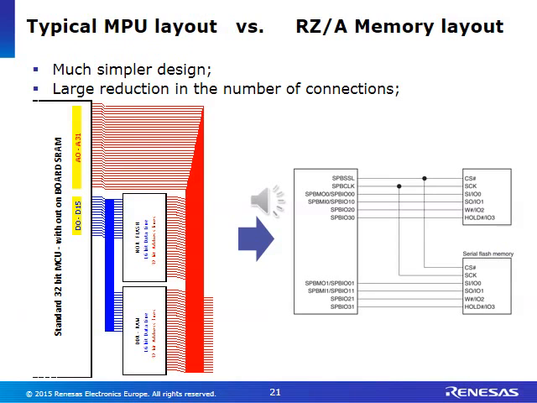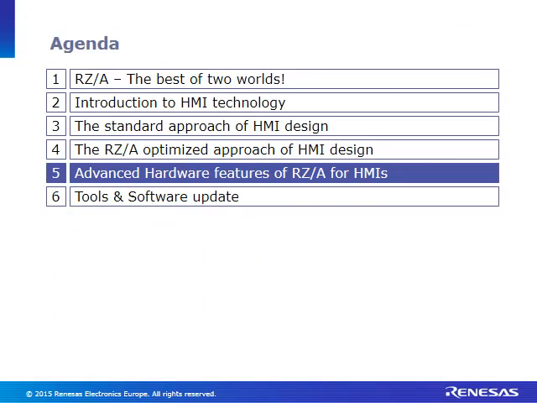Next to massively reduced BOM cost, RZA facilitates a much simpler design. Don't forget that in the standard implementation, signals to DDR and NOR flash are sensitive high-frequency signals subject to EMC disturbances. In the RZA case, we only have a few lines to the quad-SPI flash components.